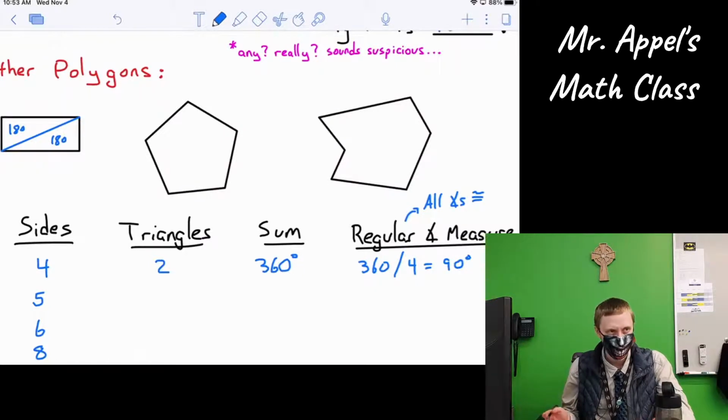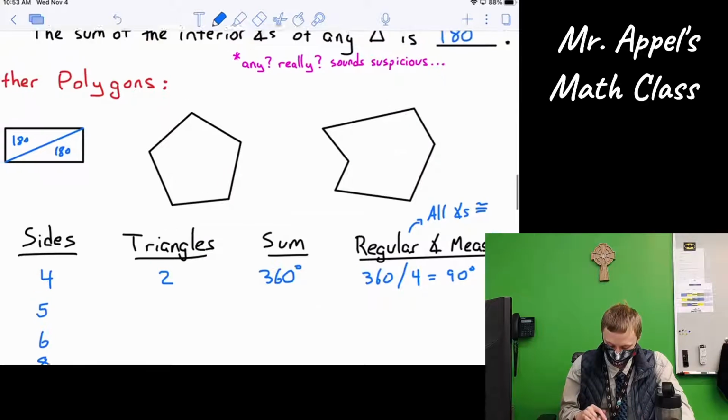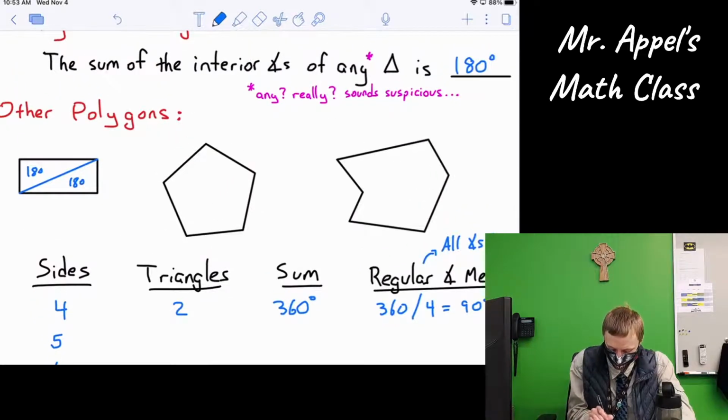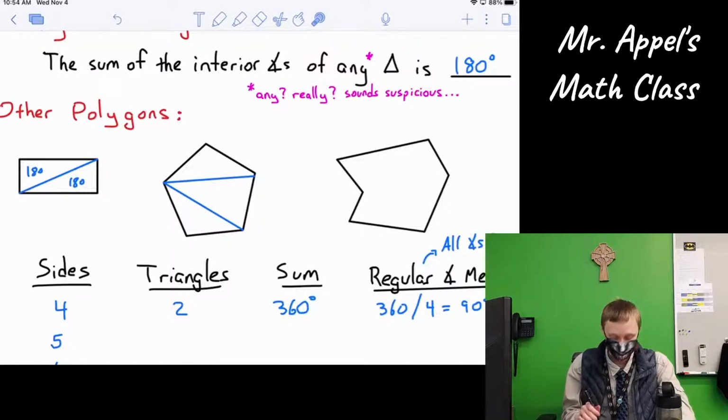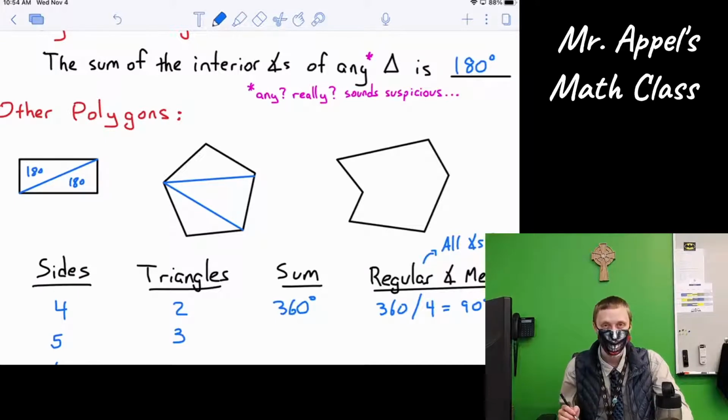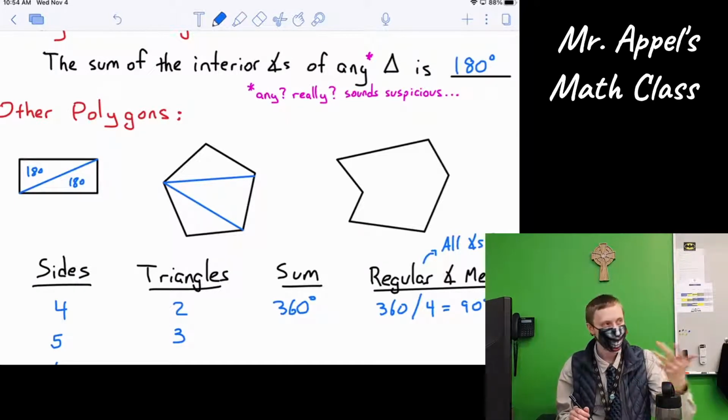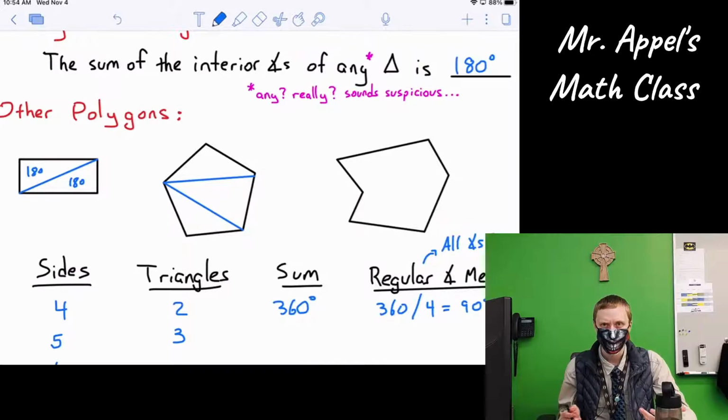And does this keep working? Can we do that for every shape? Yes, we can. Check out the pentagon. I can draw a diagonal across there, and now I have a triangle up top. And now this is 4 sides, so let's draw another diagonal like this. Here's a triangle. Here's a triangle. So if I have 5 sides, I can create 3 triangles. 3 times 180 degrees.